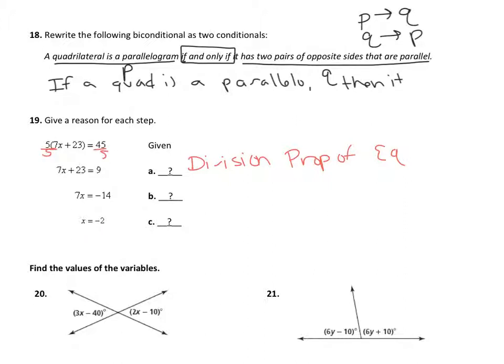Okay, now this line B, you're looking at what we did from here to this line. So the 23 is gone, so we use the subtraction property of equality. And then the last line, what did we do to go from here to here? We use the division property of equality.